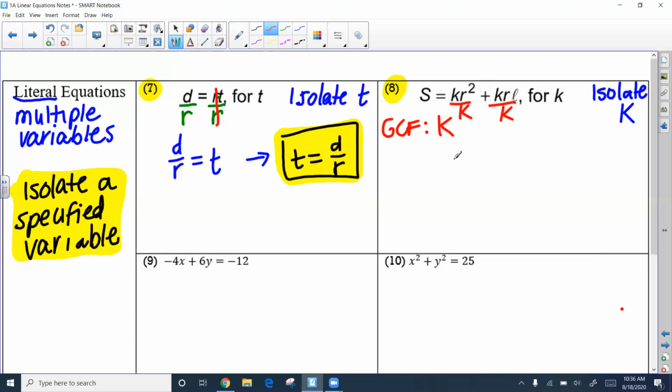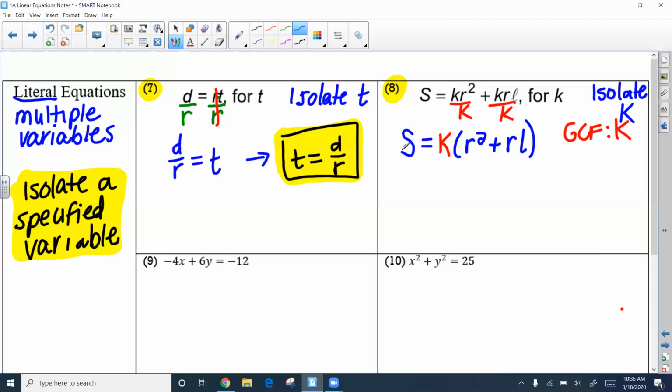And if we factor out a GCF, don't forget that we still need to put that, I'm going to move that over so I have room. We still have to put the GCF in the front. So the K would go in the front. And then inside the parentheses, this would give me R squared from this term plus, here the K would divide out and we'd be left with RL. Okay. And the left side of the equal sign is still S.